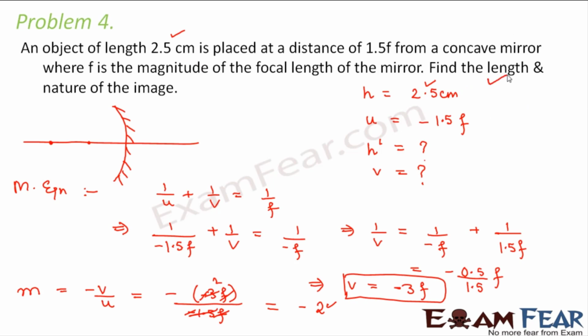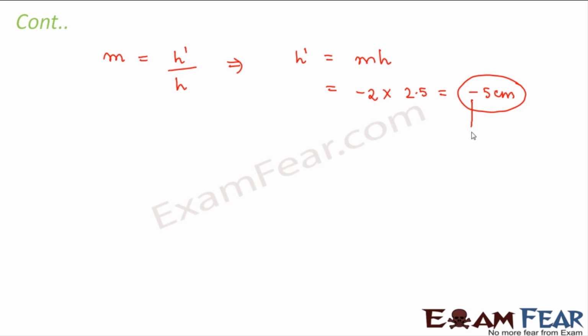So we calculated the size of the image. Length we have calculated. And what would be the nature of the image? Nature would be inverted. So if it is inverted, that means it is real. And the size is enlarged. So the nature of the image is real, inverted and enlarged. And the size of the image is 5 centimeters.